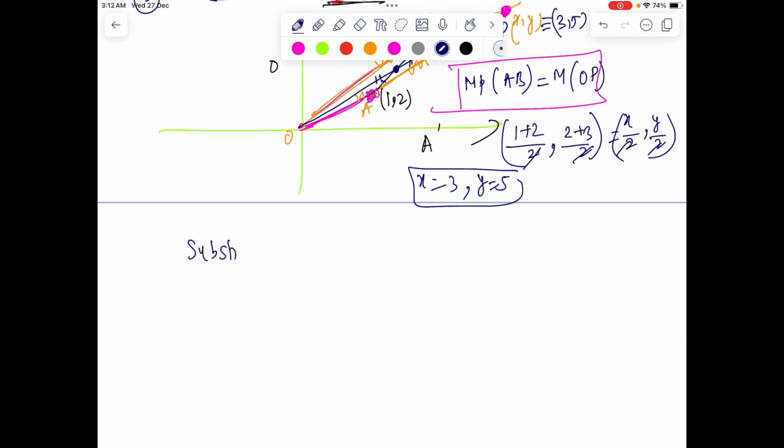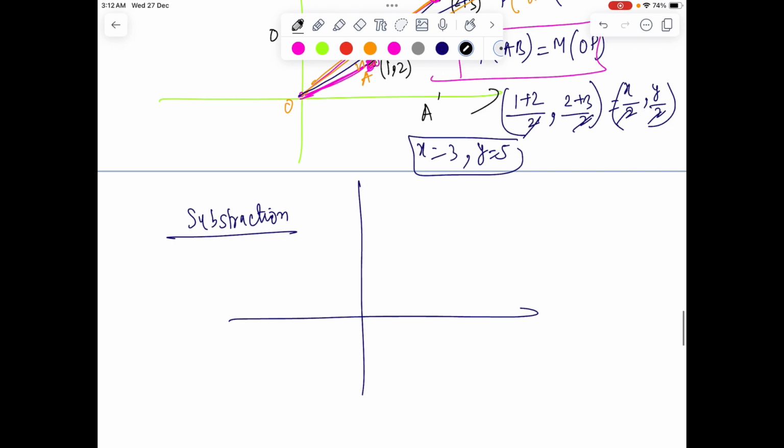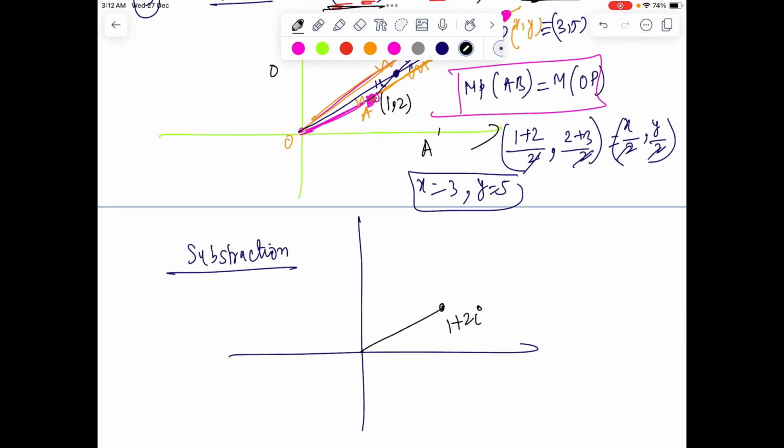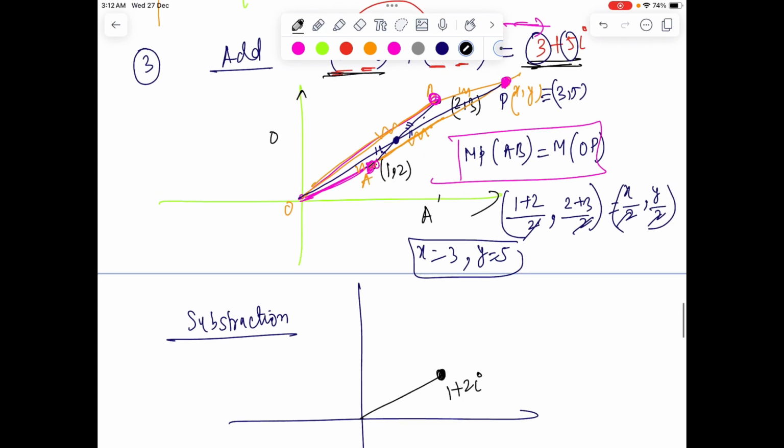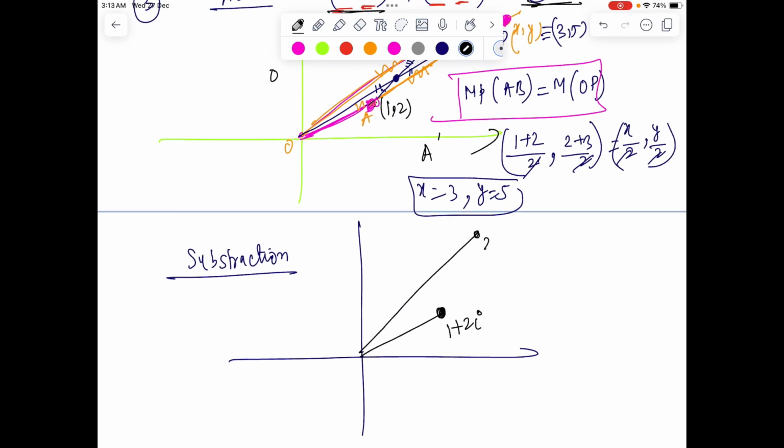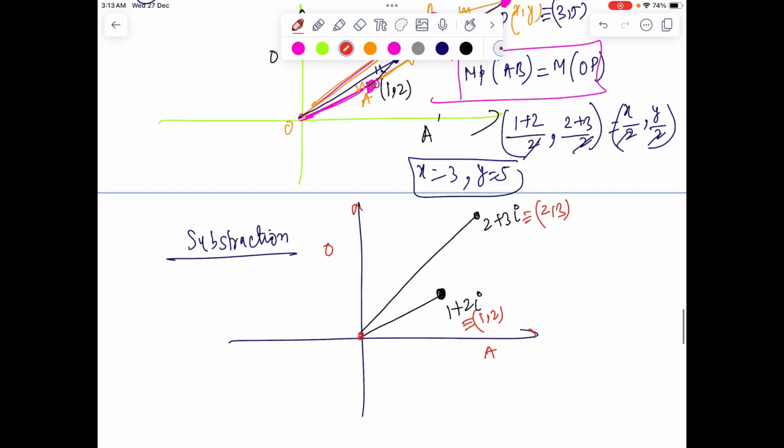Right? Subtraction is not a great deal, because when you subtract, let's say if you have two complex numbers, again 1 plus maybe 2i, which is represented by 1 comma 2, and we have 2 plus 3i. So fundamentally you can feel like 2 plus 3i is 2 comma 3, right? And this guy is nothing but 1 comma 2. An apple and orange axis, or real or imaginary axis, whatever you call it.